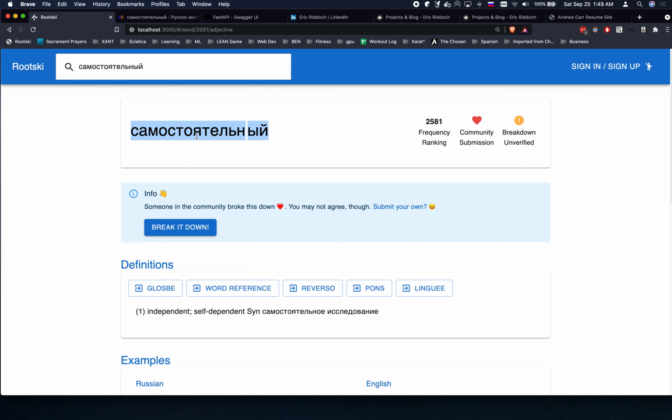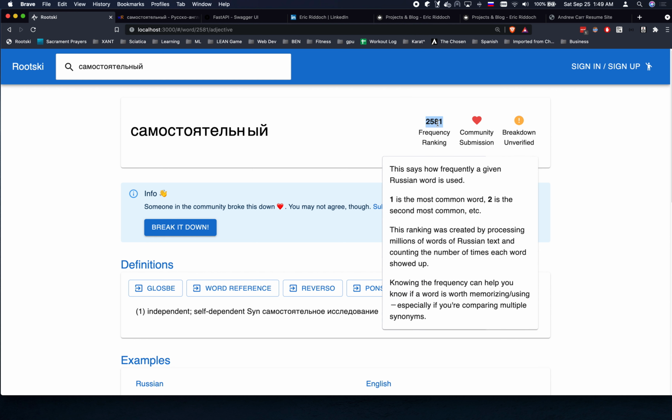So this is saying that this form of adjective, this word that means independent, of all the synonyms that could mean independent, this one in the entire language of Russian has frequency ranking 2,581. So this is the 2,581st most commonly used word in Russian, according to a giant corpus of text, where I basically took massive amounts of Russian text and counted the number of times each word showed up. And so this number can be misleading.